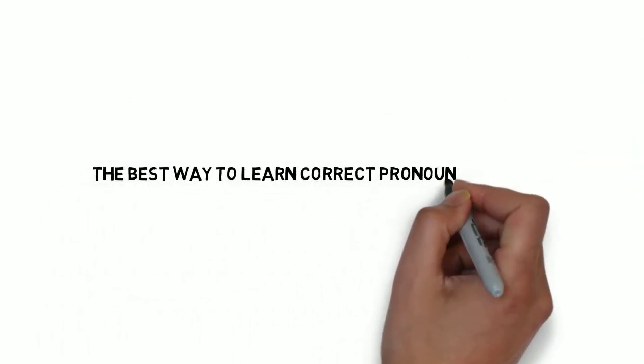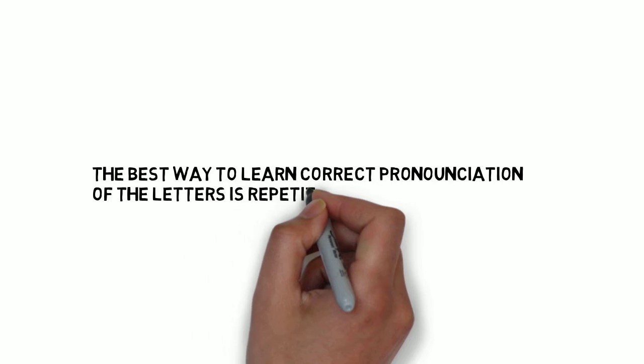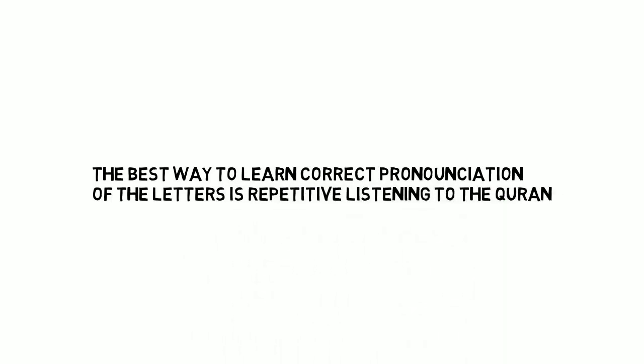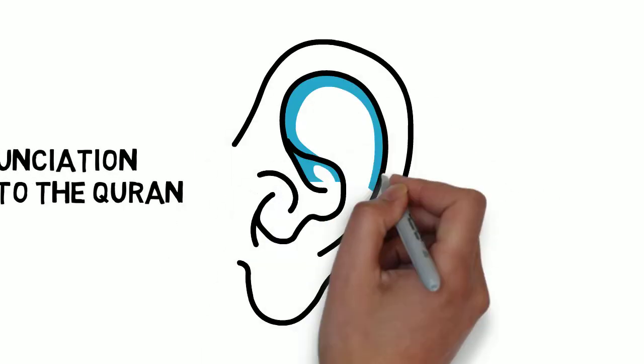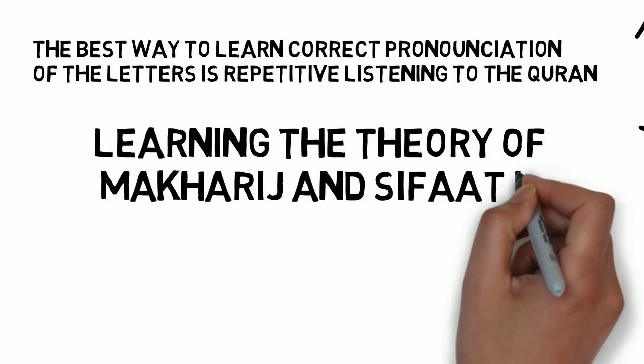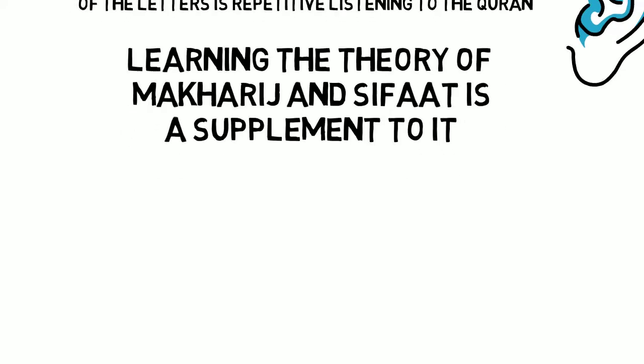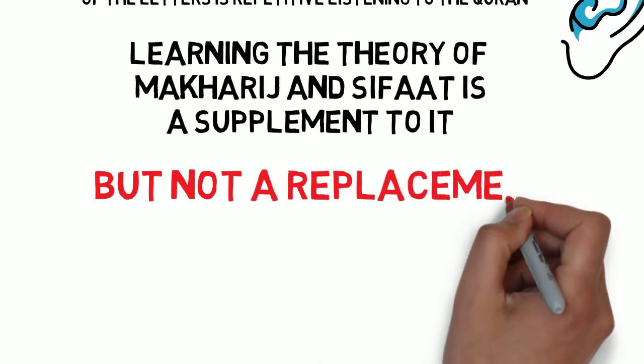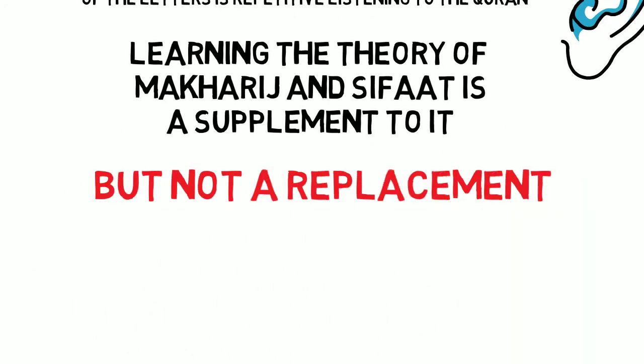The best way to learn the correct pronunciation of the letters is repetitive listening to the Quran. So you listen again and again and again until you master it. Learning the theory of Makharij and Sifat is a supplement to it, but it's not a replacement. You need to listen. So that disclaimer away, let's just get into the lesson.